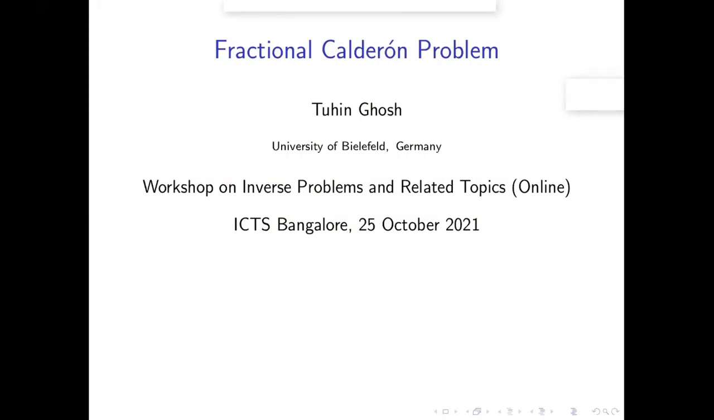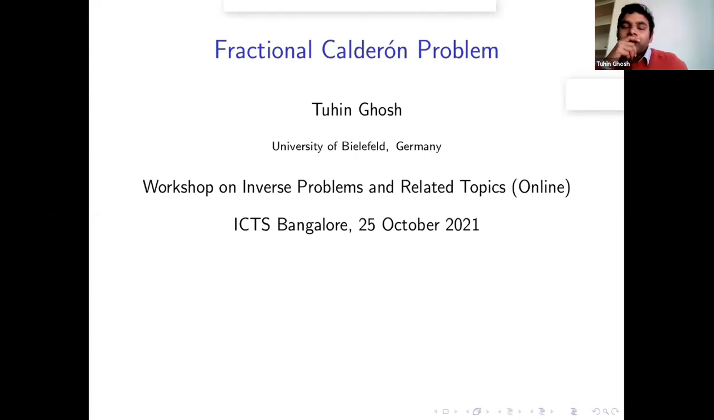So this is going to be on the fractional Calderon problem. Previously, in the first talk, Venki talked about the Calderon problem. In this talk, I'll be talking about the fractional Calderon problem. First of all, what does this fractional Calderon problem mean? Basically, you can have the idea that it's about fractional operators and some Calderon type problem or inverse problem that we're going to solve.